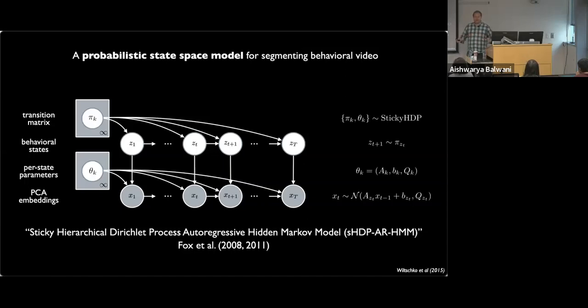Now, if you put all these things together, this is what in the machine learning community and the statistics community we would call a sticky hierarchical Dirichlet process autoregressive hidden Markov model, or a sticky HDP-AR-HMM for short.